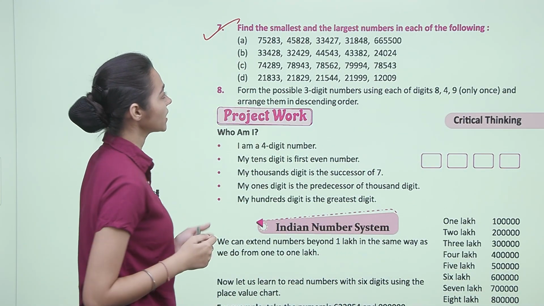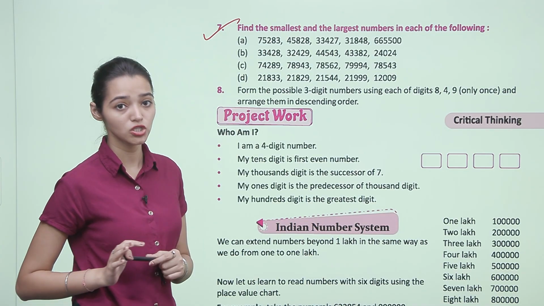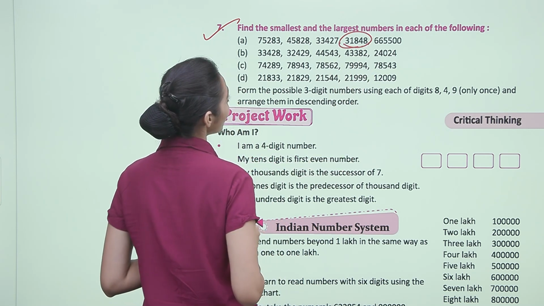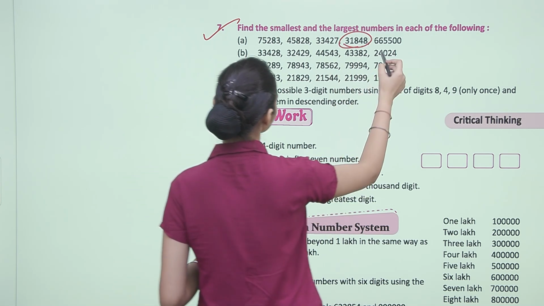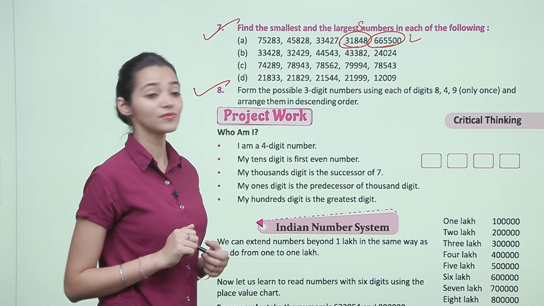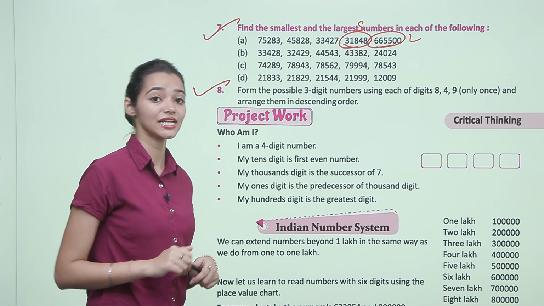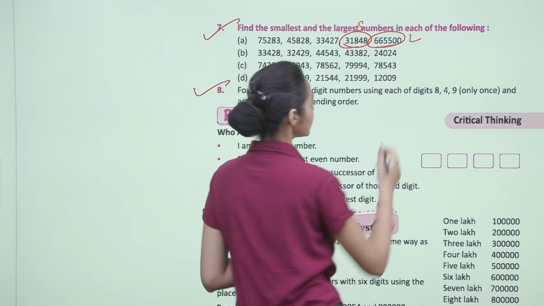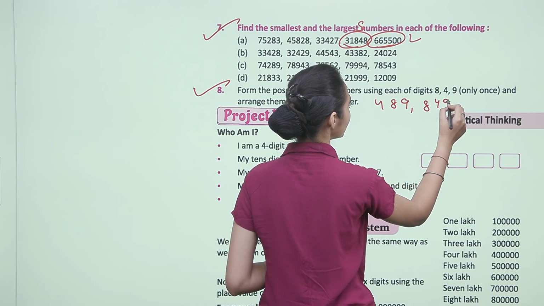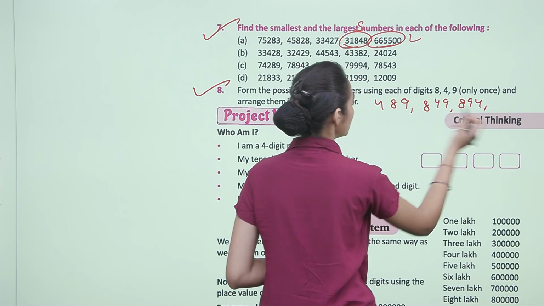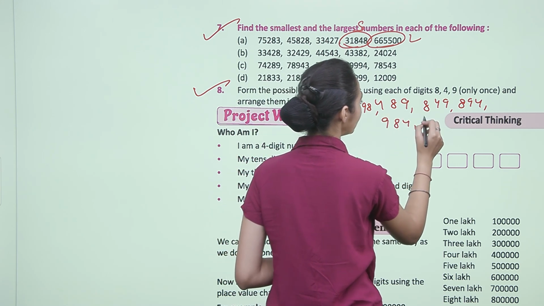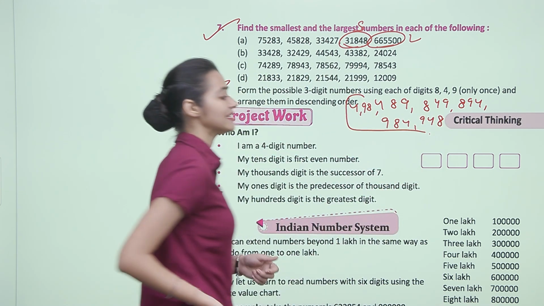Now in the next one we have to find the smallest and the largest number in each of the following. In all of these, this is the largest and this is the smallest. Here we have to form the possible 3-digit numbers using each of these digits only once, and then arrange them in descending order. The numbers that can be formed are 489, 849, 894, 498, 984 and 948. Then you have to arrange them in ascending and descending order.